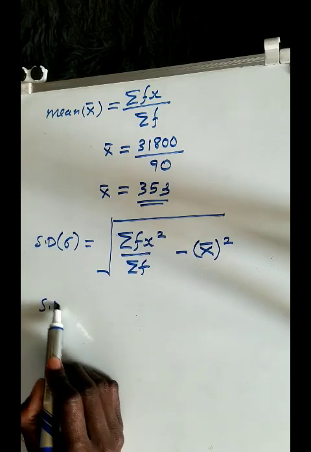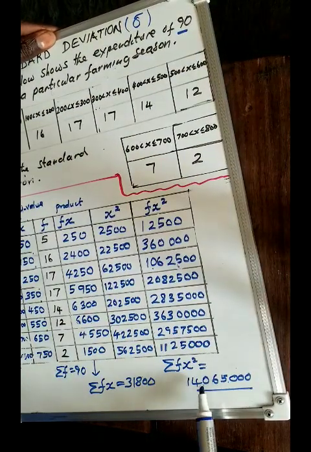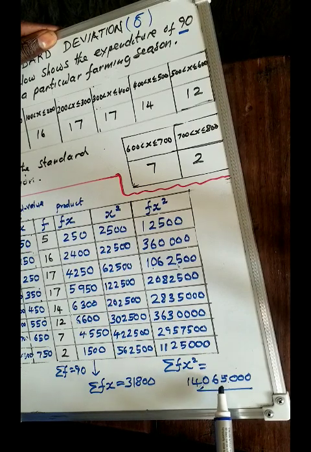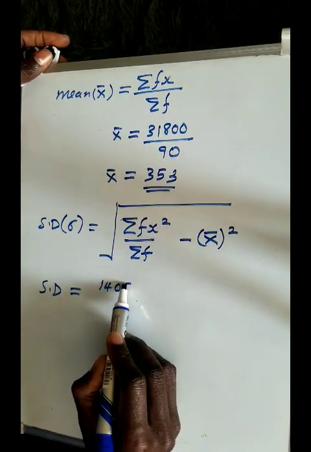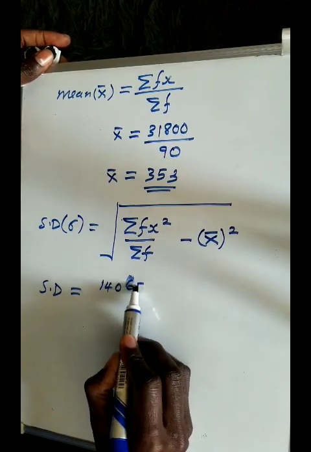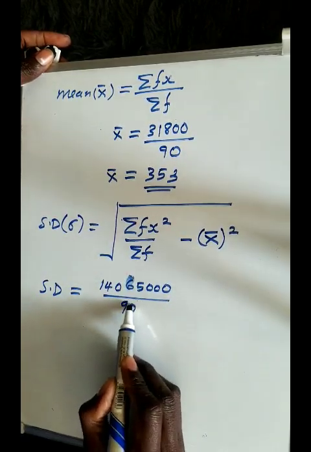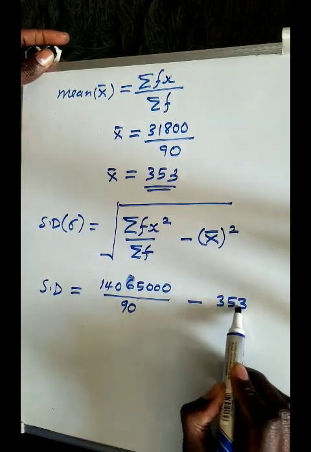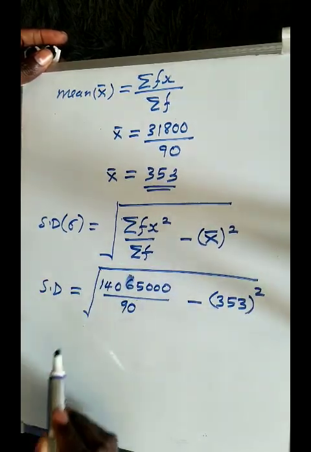So we can just substitute. So the standard deviation is going to be, what is the sum of fx squared? Remember we said it was 14,065,000. That is what we got. So we are going to get 14,065,000 divided by the sum of the frequency, which was 90, minus the mean that we got, 353, but this whole thing raised to the power 2. Remember, whatever we get, we need to find the square root of that.